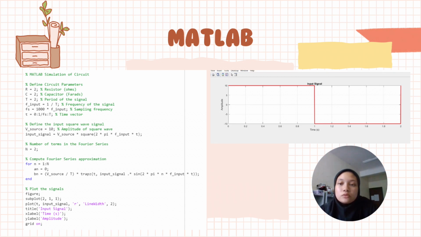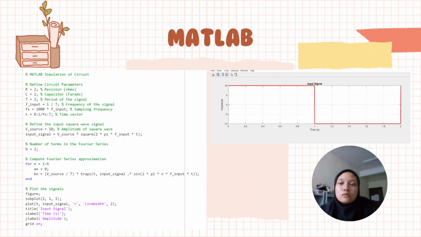And next, we need to define the input square wave signal, where V source is equal to 10 volts. It is also equal to the amplitude of the square wave. And then the input signal is equal to V source times square 2 pi ft. And then the number of terms in the Fourier series is 2, because we use a resistor and a capacitor.